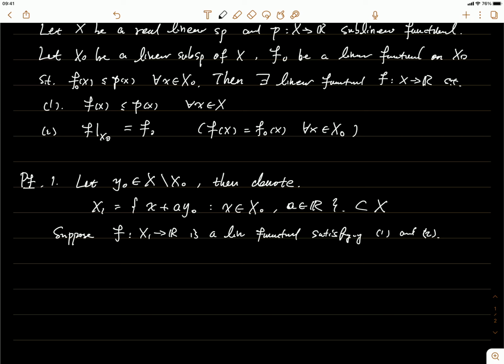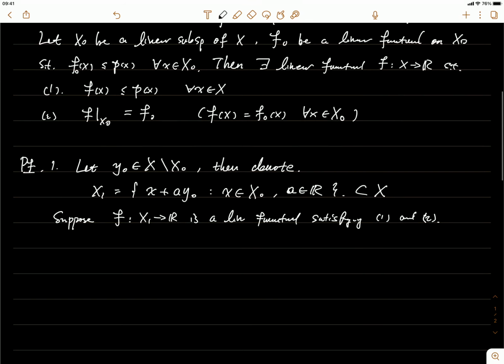Now let's say we're only concerned about the property of f on this x1. According to the definition of x1, every element in x1 can be written as x plus a y naught, right? But because f is a linear functional, we should have f of x plus a f of y naught. This should be true for any x in the subspace x naught and for any a.